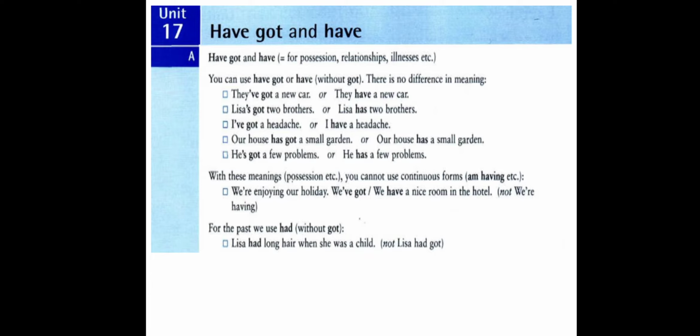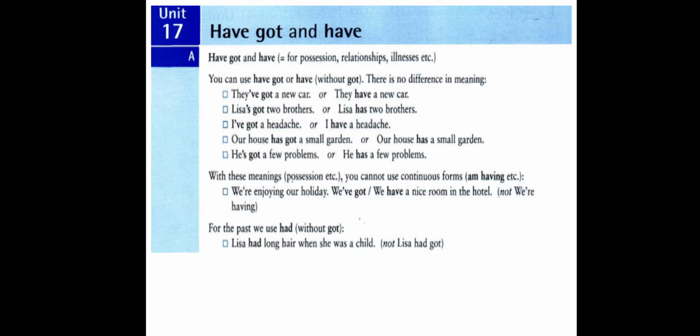So if we look at the three examples here in the comparison, we find out that have got equals have in meaning. It expresses possession, as in the first example. They have got a new car. They have a new car. Or it expresses relationship, as in the second example. Lisa has got two brothers, or Lisa has two brothers. Or it expresses illnesses, as in the third example. I have got a headache, or I have a headache.